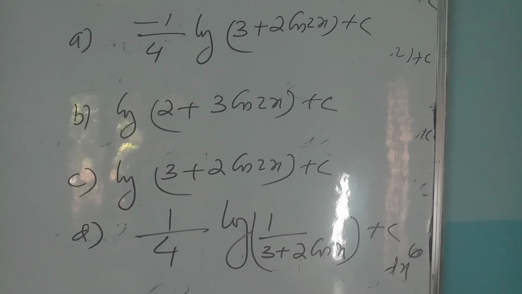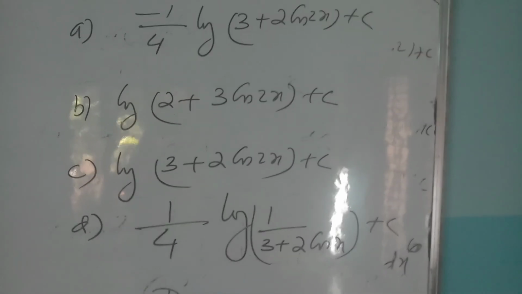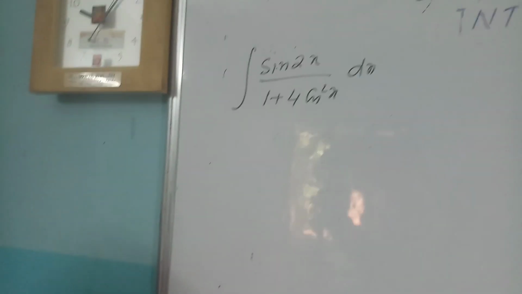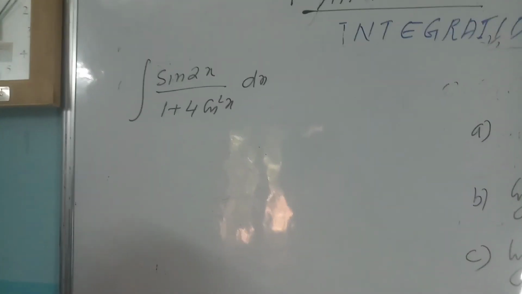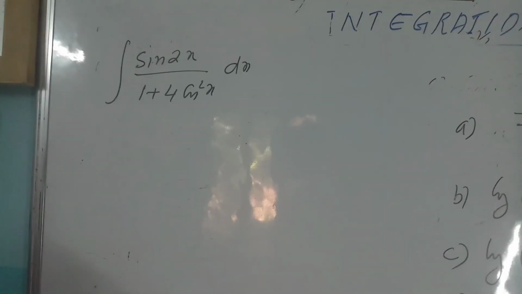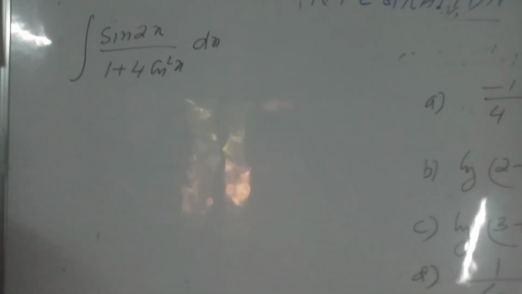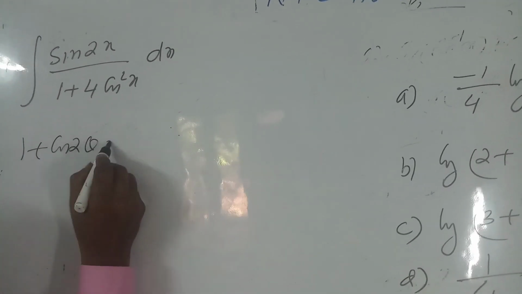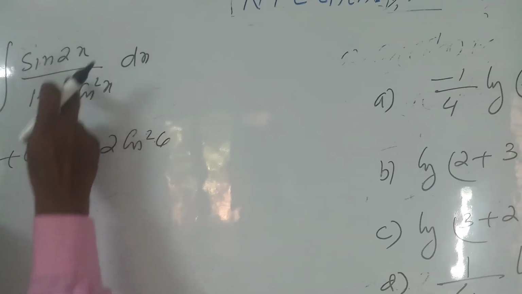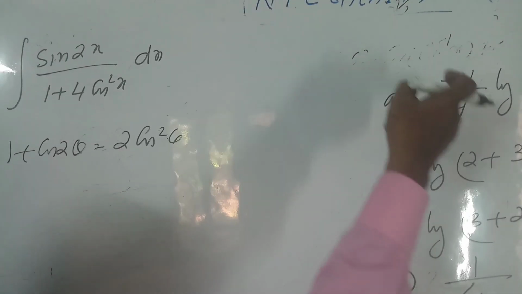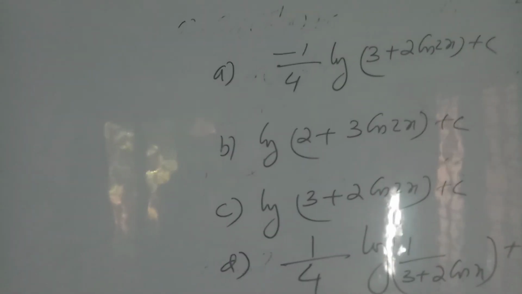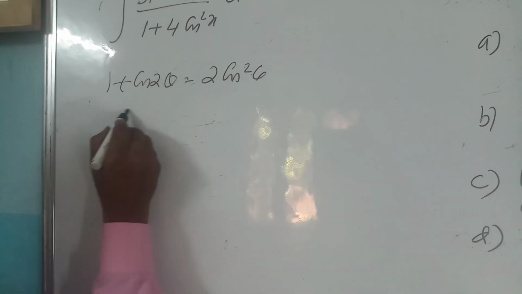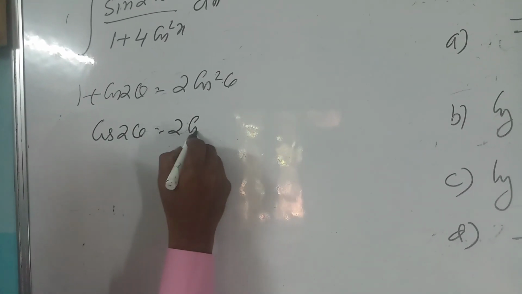If the answer is not among the choices, then we can directly substitute, put u equal to 1 plus 4 cos square x, and we will get another answer. But the choices are different, so we have to convert. 1 plus cos 2 theta means 2 cos square theta, and cos 2 theta means 2 cos square theta minus 1.